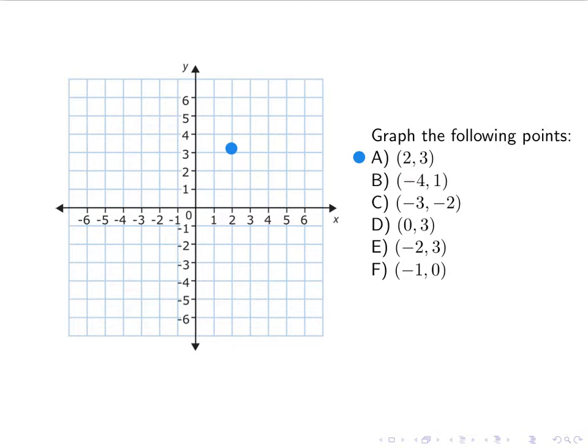B, negative 4, 1. The x is negative, the y is positive. That's quadrant 2. That's right around here. So B, we got negative 4, 1.